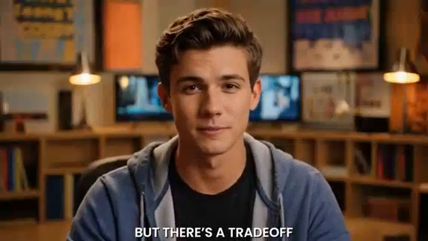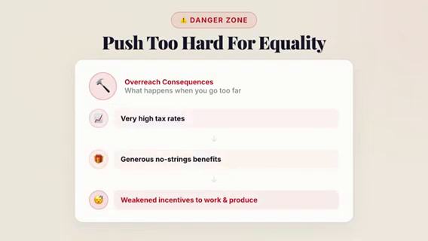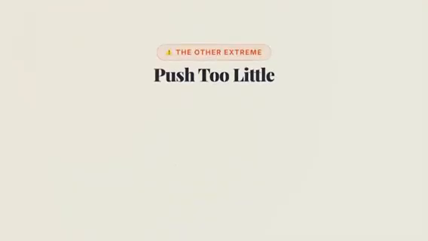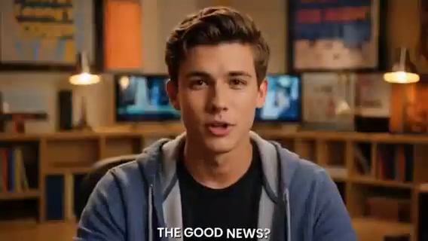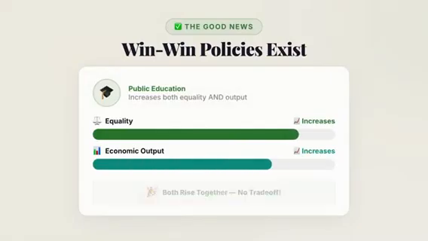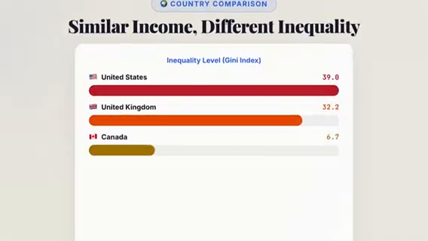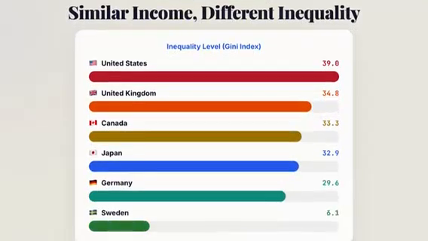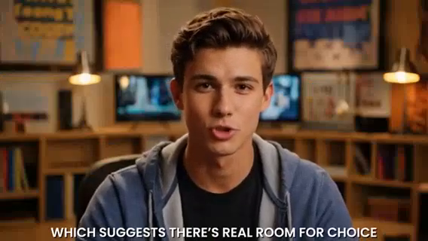But there's a trade-off. Push too hard for equality, with very high taxes and generous no-strings benefits, and you weaken incentives to work and produce. Push too little, and you may erode public support for markets altogether. The good news? Some policies, like public education, can increase both equality and output. Countries like the US, Canada, Japan, and much of Europe have similar income levels, but different inequality levels, which suggests there's real room for choice.